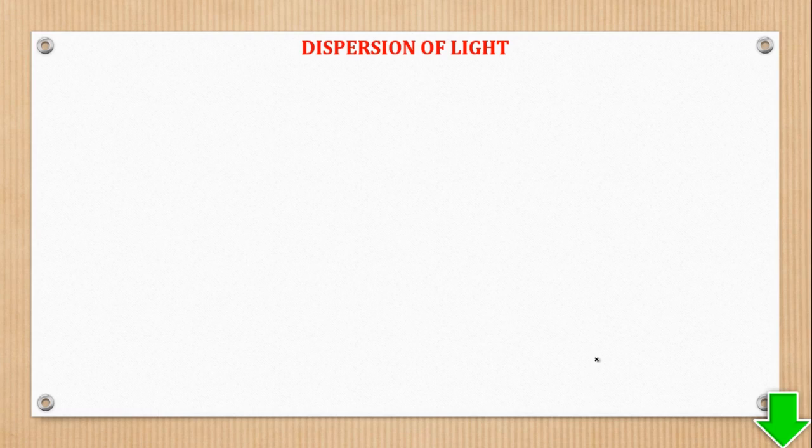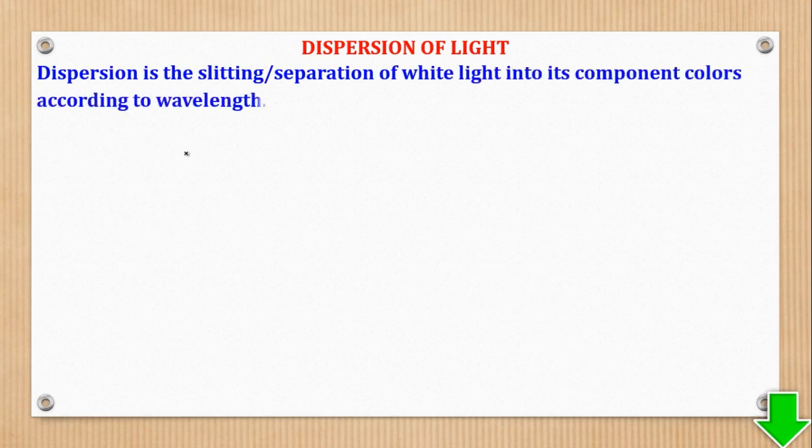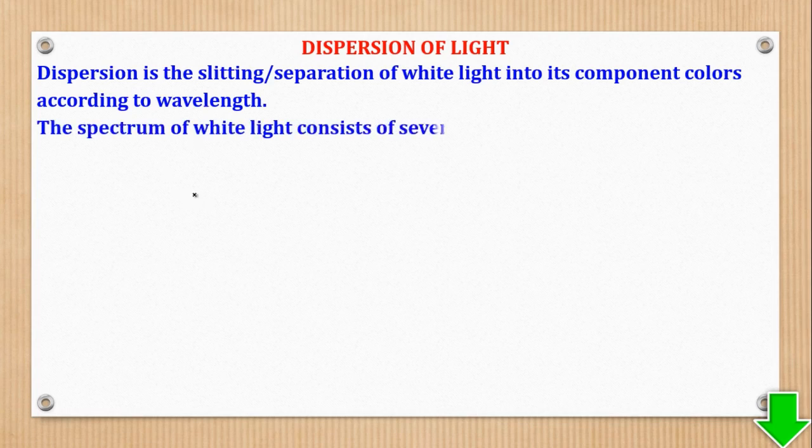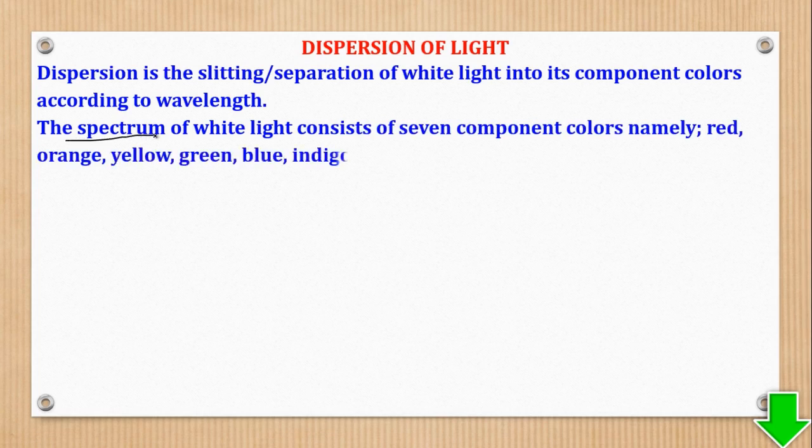What if there is now dispersion? Remember, we have been using monochromatic light to avoid something called dispersion of white light. Now, what if there is dispersion? How can you deal with such? So dispersion, first of all, is the splitting or separation of white light into its component colors according to wavelength. So the spectrum of white light, as we already know, has 7 component colors, namely red, orange, yellow, green, blue, indigo, and violet.